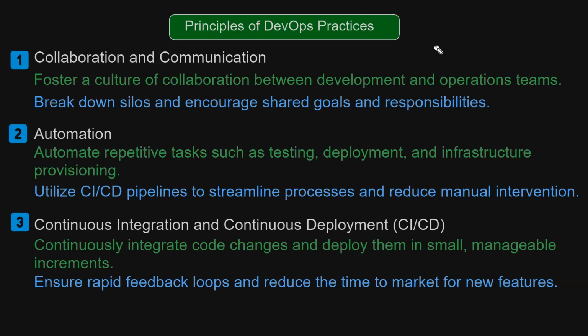Let me give you the list of principles. We have a total of 11 principles, starting with collaboration and communication. Yes, the development team and operations team should collaborate, and they should know the restrictions and requirements of each other. The development team should know the operational requirements, and the operations team should provide such requirements and restrictions to the development team. So they have a shared goal, and they can reach a certain point. These teams have shared goals and responsibility, so collaboration is very important.